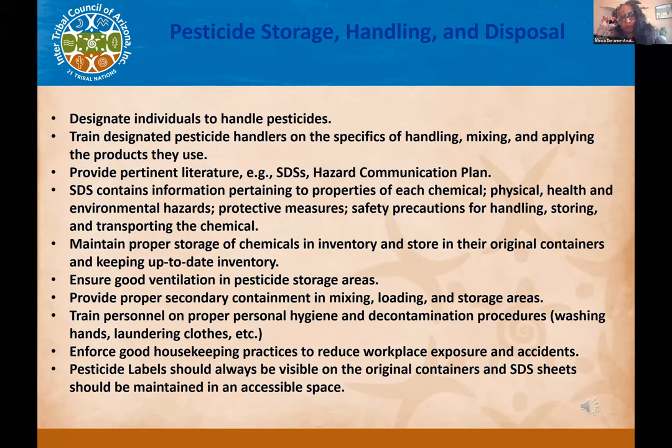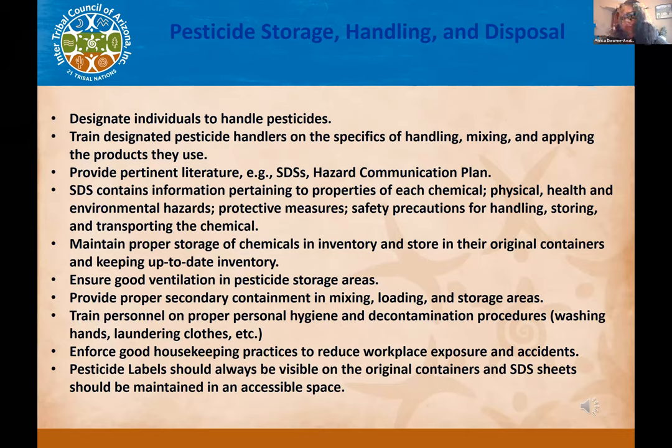Ensure good ventilation in pesticide storage areas. This is a huge problem, especially in Arizona. There are some products that are required to be stored at a certain temperature. If there is no proper ventilation in a storage area and you walk in, guess what? You may be exposed to that pesticide by inhalation.